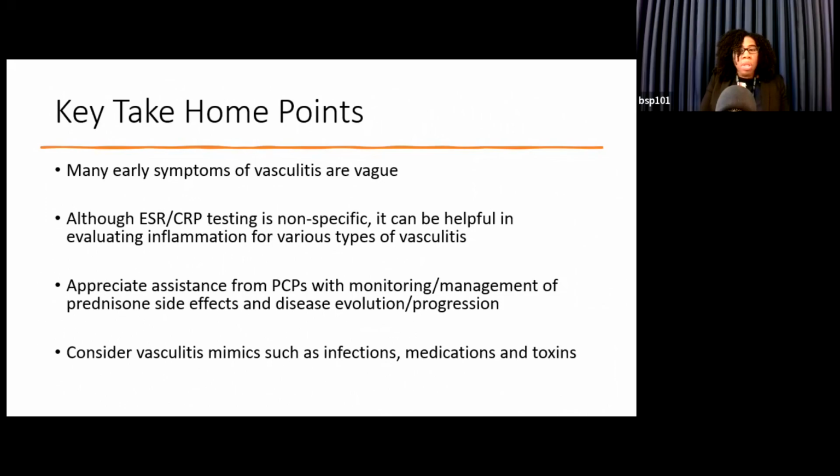And then we really appreciate assistance with our primary care colleagues for managing and monitoring for the prednisone-induced side effects that we cause with our treatments, as well as helping us monitor for any relapse or regression in their disease course that requires urgent evaluation. And then as discussed on the previous slide, there are various mimics for vasculitis, and we would like those to be considered as well in terms of various infections, medications, as well as toxins that can produce these symptoms.